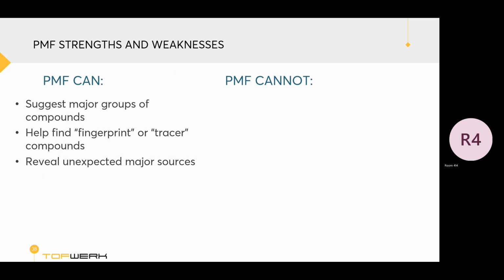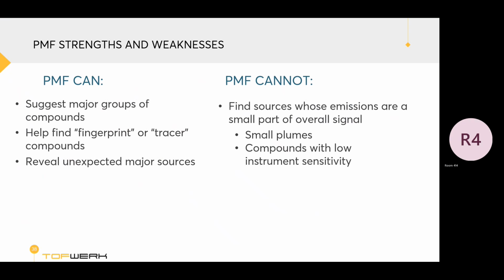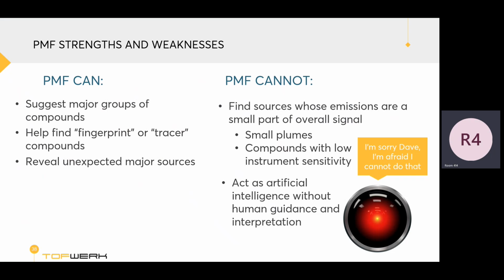So PMF, what it can do is suggest major compounds, help us find fingerprint or tracer compounds, and it can sometimes help reveal unexpected features that are a big part of the overall signal. But it operates on total signal. It's not very good at picking up very small sources or things that are really transient. Guided PMF is really successful. Interpretation of the results does require some brain actually thinking about whether it makes sense.